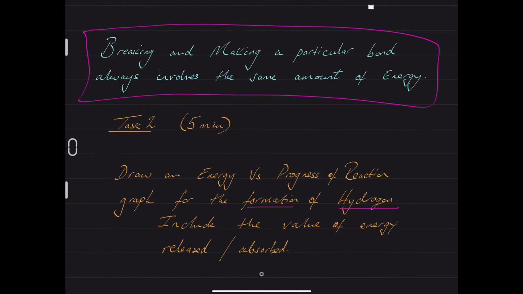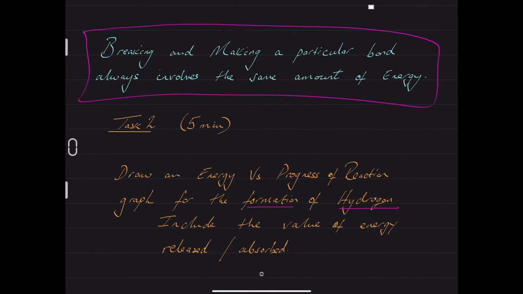Okay, now you must include the value of the energy released or absorbed. I'll give you a hint for this task here. Bond making, energy is released to the surroundings. Therefore, what type of reaction would it be?